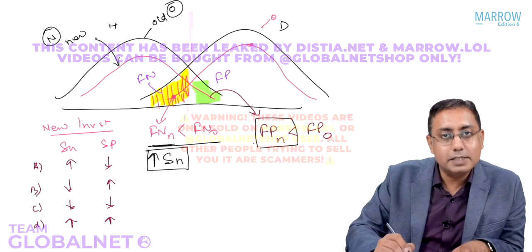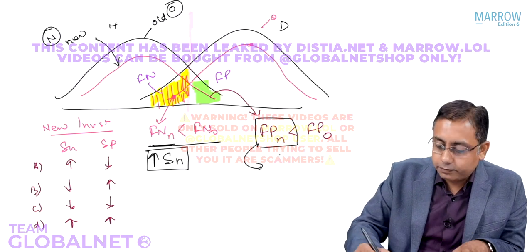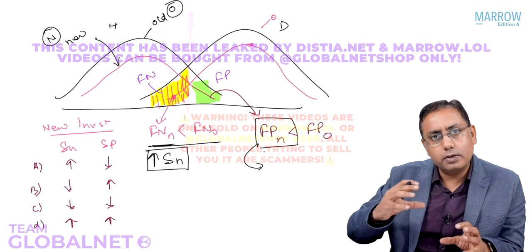On the other hand, what is specificity? False positivity is the counterpart of specificity.